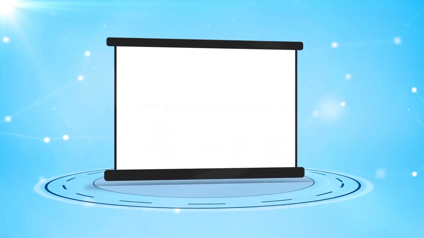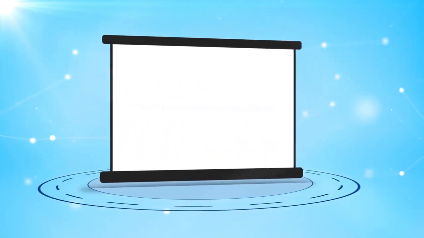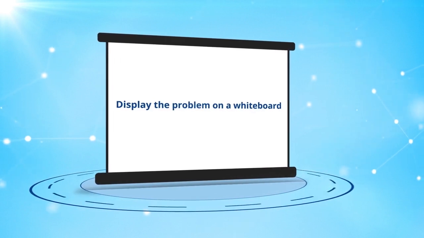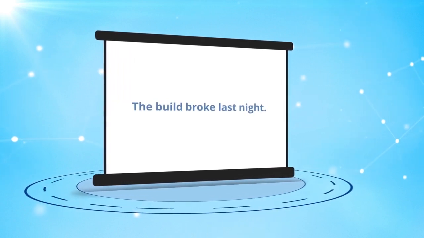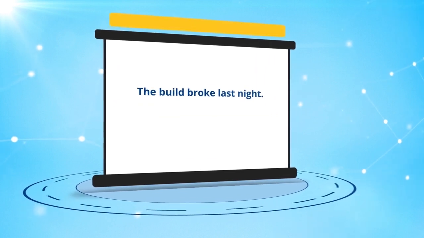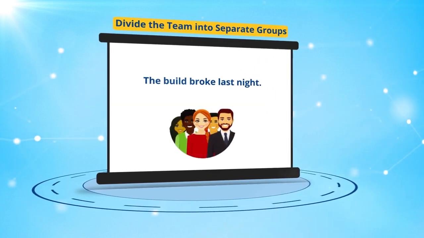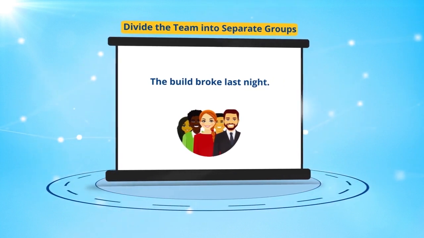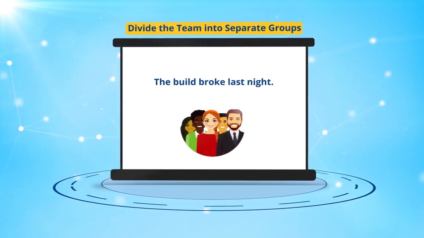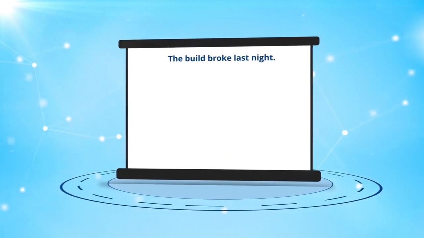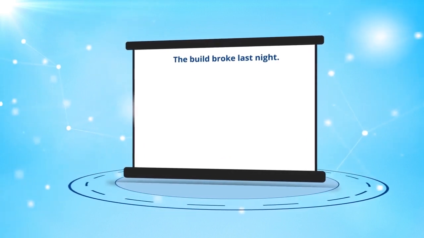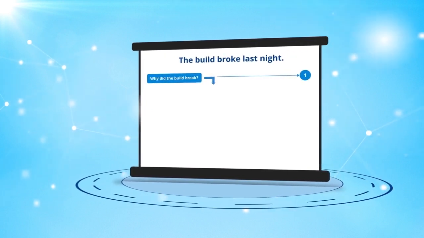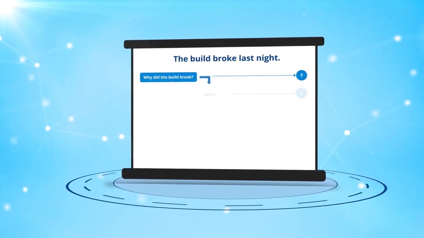One approach for conducting a 5 why session is first to display the problem statement, for example on a whiteboard. So we may say, "The build broke last night." Then we'll divide the team into separate groups with no more than 5 people per group. Individually, each group will answer why number 1 happened. So the first statement is, "The build broke last night." Each team will come up with an answer for why did the build break. The response will be numbered as number 2.